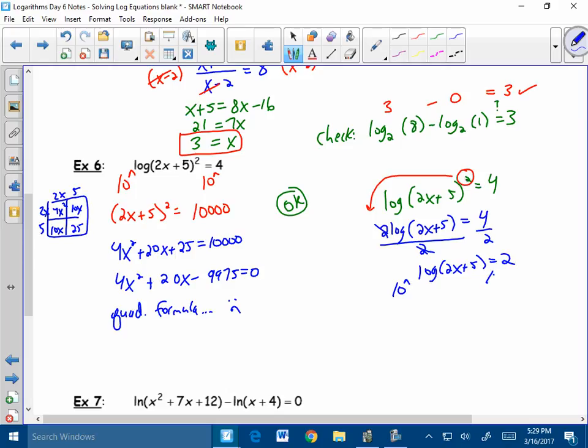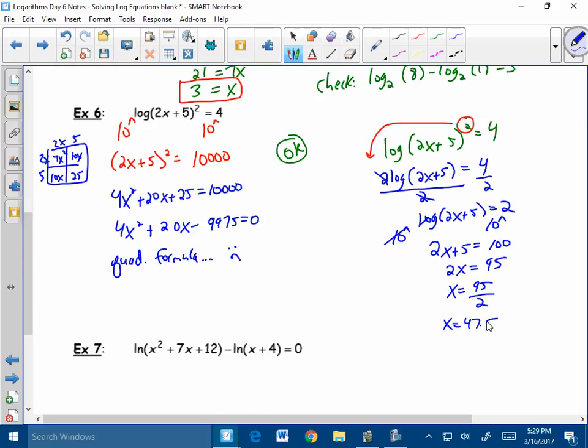Now I can exponentiate with my base of 10. So 2x plus 5, 10 squared is 100. And then if I subtract and divide, it doesn't come out nice. You could leave it as 95 over 2, or you could leave it as 47.5. Again, it doesn't really matter, as long as it's a terminating decimal, it's okay. So generally, we try to avoid the decimals, though, just so we don't have that issue. So I leave it as 95 over 2.